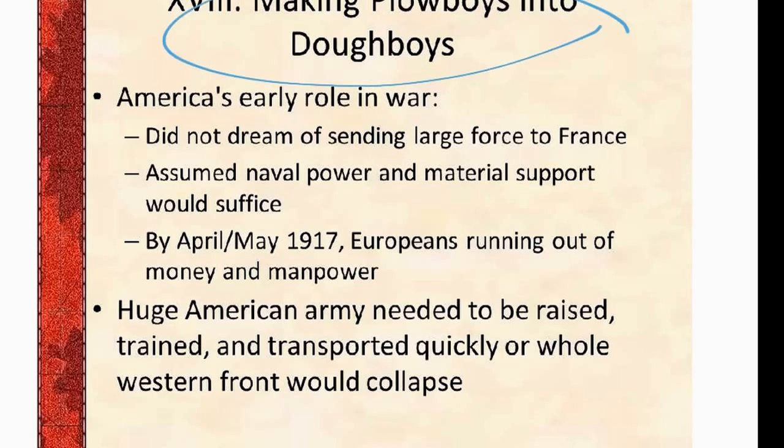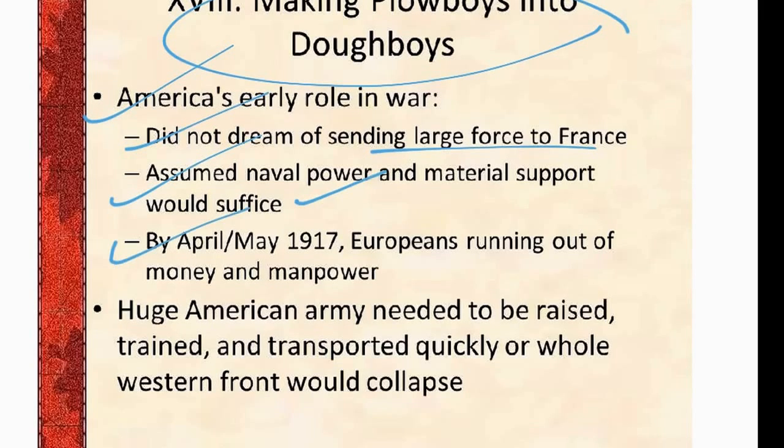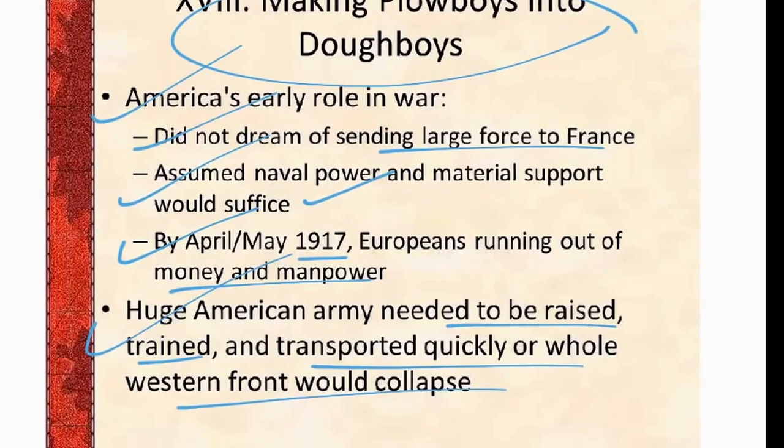Making plowboys into doughboys was making American soldiers hardy. So in America's early role in the war, they did not dream of sending a large force to France. They assumed that naval power and material support would be enough. But by April and May of 1917, Europeans were running out of money and manpower. So a huge American army needed to be raised, trained, and transported quickly, or the whole Western Front was in danger of collapse.